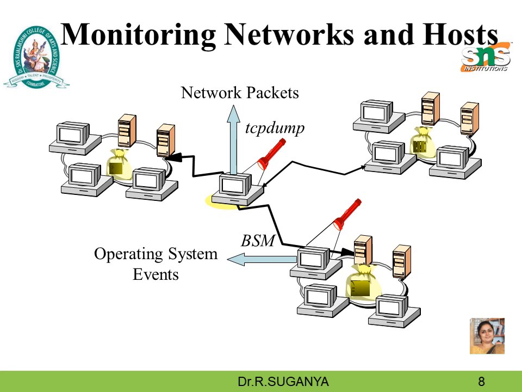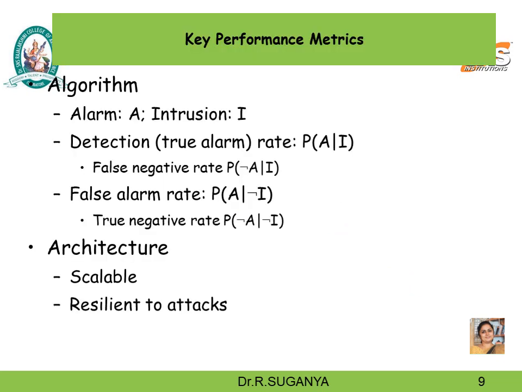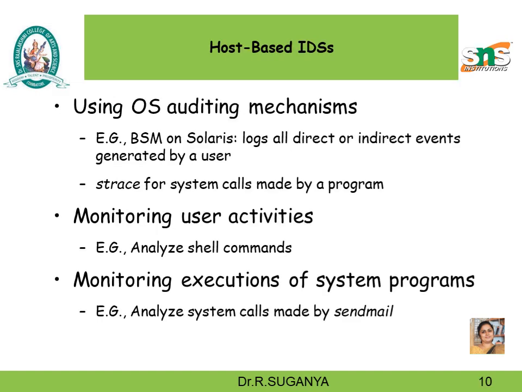We monitor networks and hosts. Here we have network packets dumped with TCP dump, and operating system events like BSM. So here we have some key performance metrics. For the algorithm, alarm A and intrusion I: detection, that is the true alarm rate, which is P of A given I. We have the false negative rate and the true negative rate. So the architecture should be scalable and resilient to attacks.